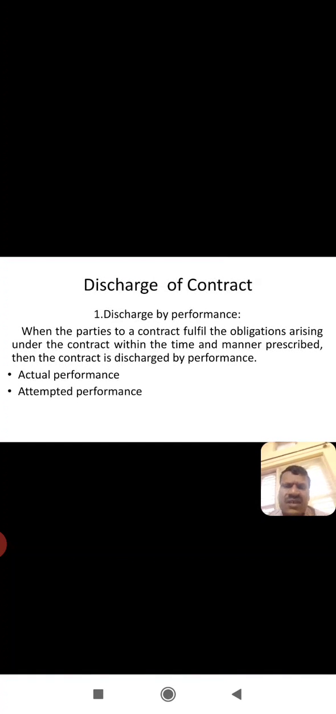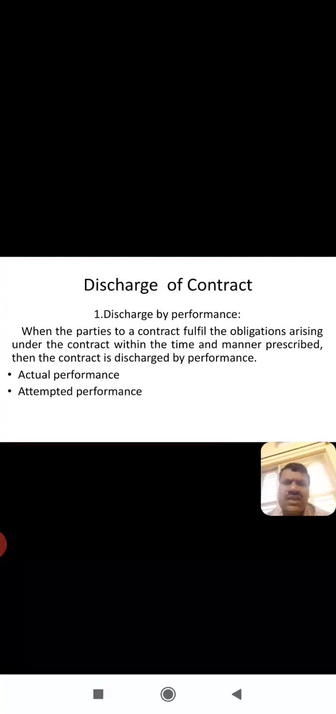The discharge of contract. There are many types of discharge. You can learn them one by one. First one, discharge by performance. When the parties to a contract fulfill the obligations arising under the contract within the time and manner prescribed, then the contract is discharged by performance. Actual performance and attempted performance.